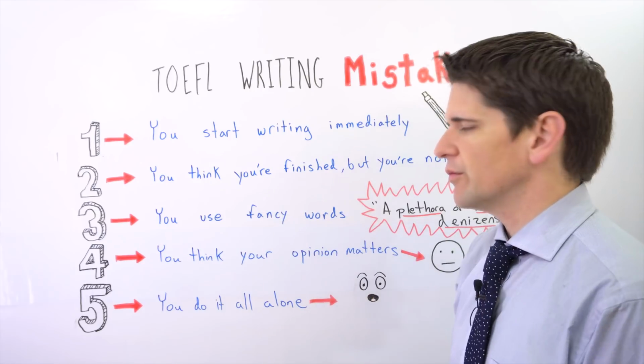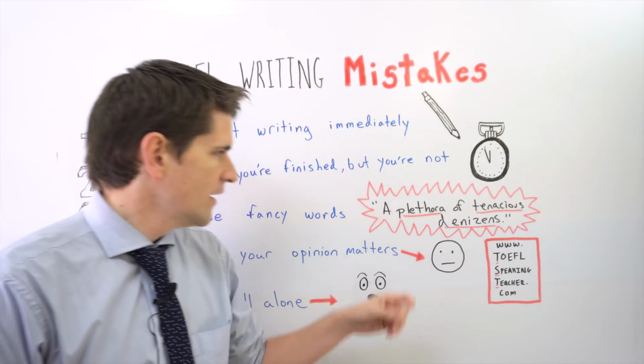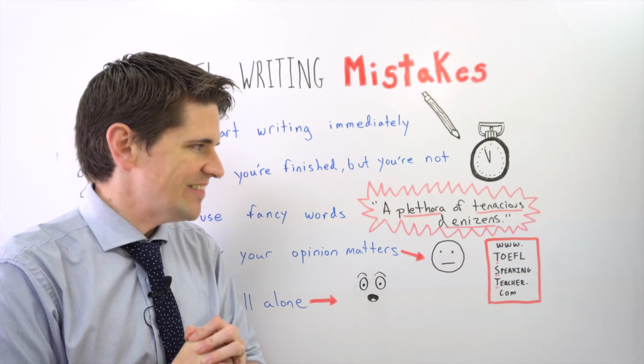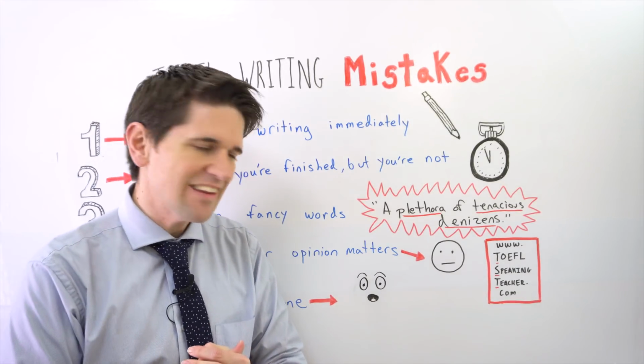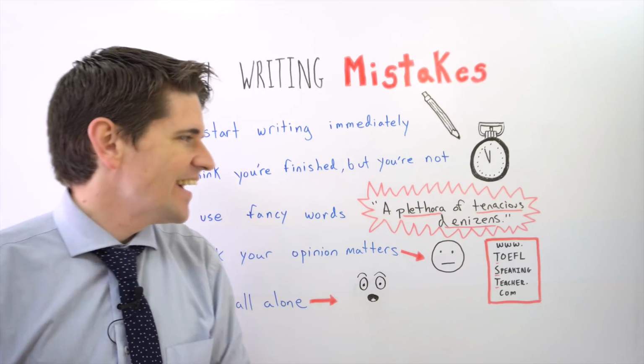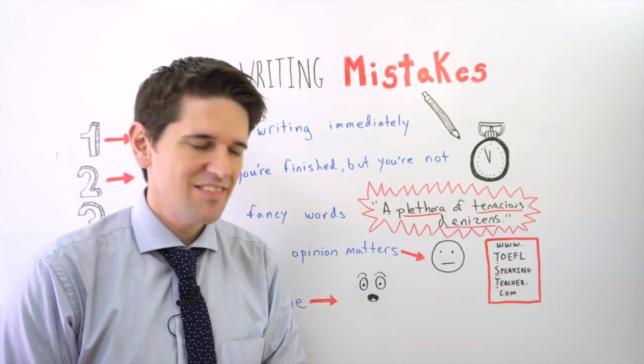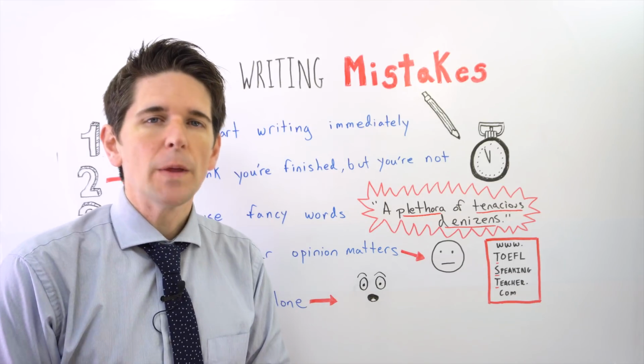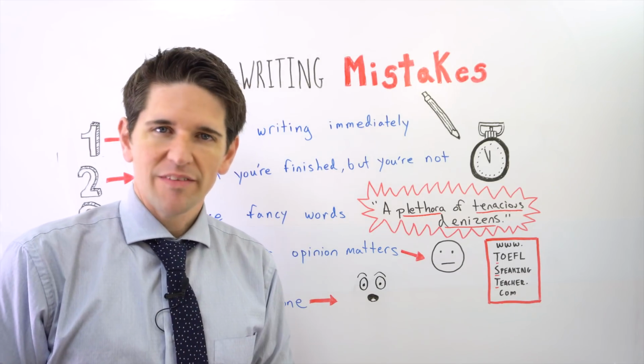Okay, you use fancy words. So for example, a plethora of tenacious denizens, I think it's denizens, like citizens, but with a D, denizens. A plethora of tenacious denizens. Now, you don't have to know what that means.